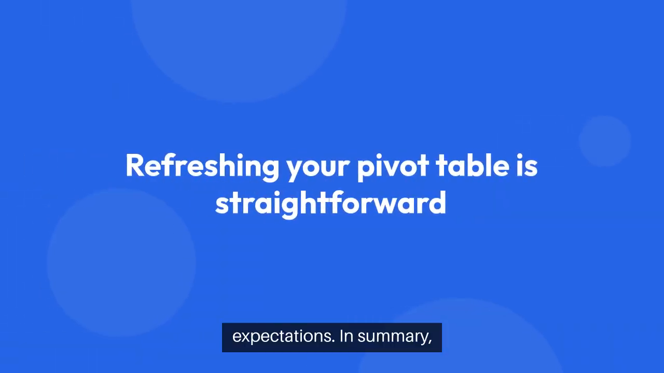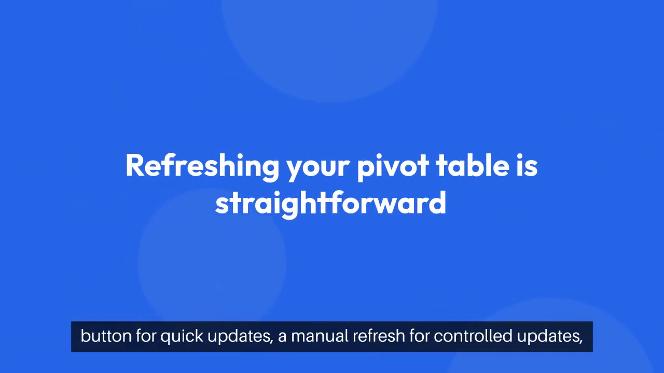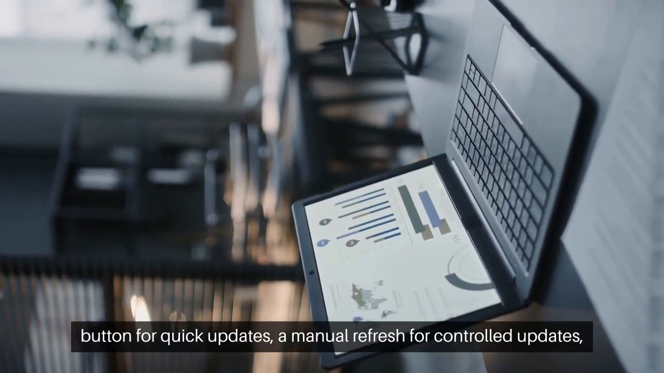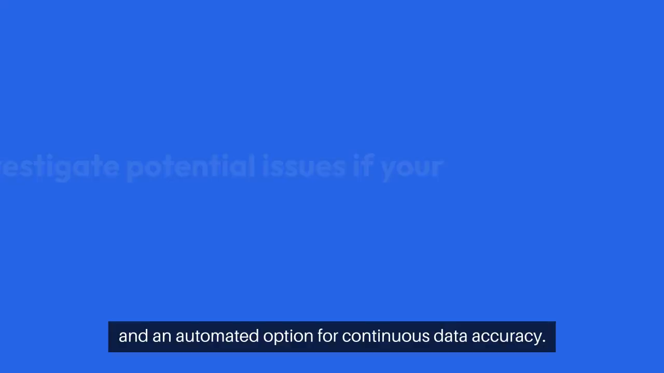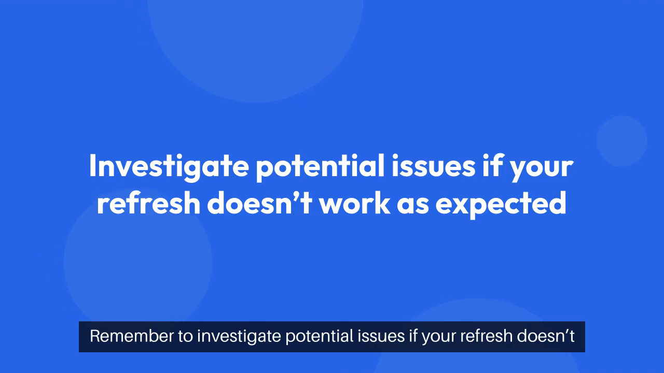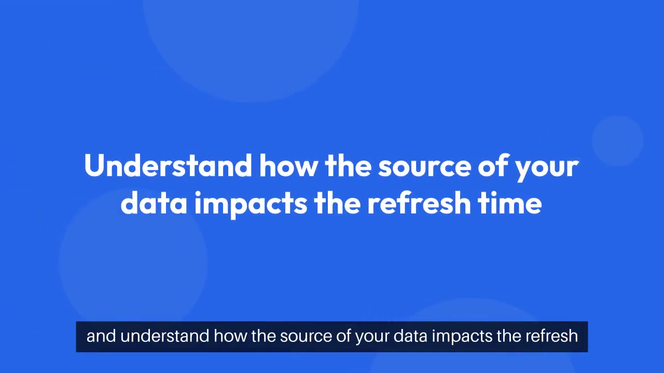In summary, refreshing your pivot table is straightforward with a dedicated button for quick updates, a manual refresh for controlled updates, and an automated option for continuous data accuracy. Remember to investigate potential issues if your refresh doesn't work as expected, and understand how the source of your data impacts the refresh.